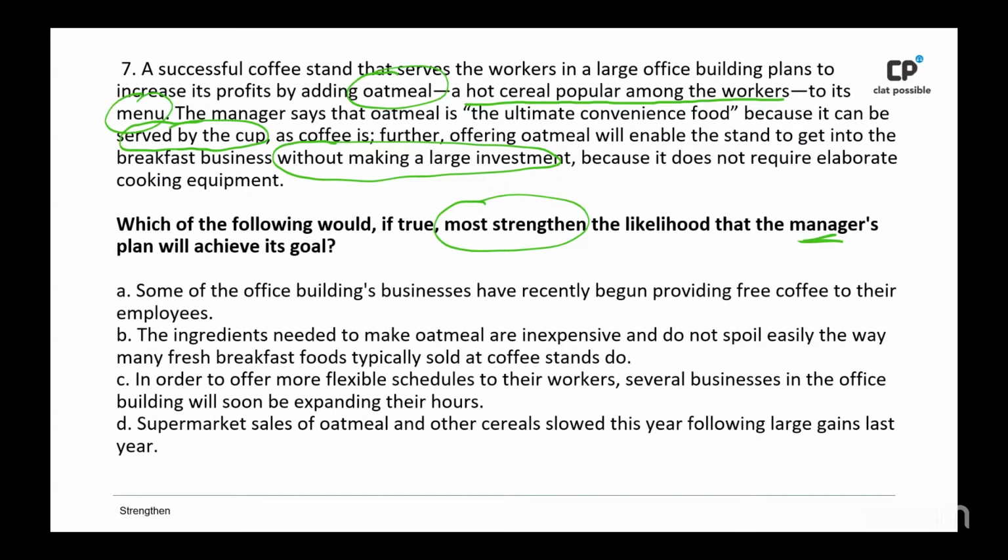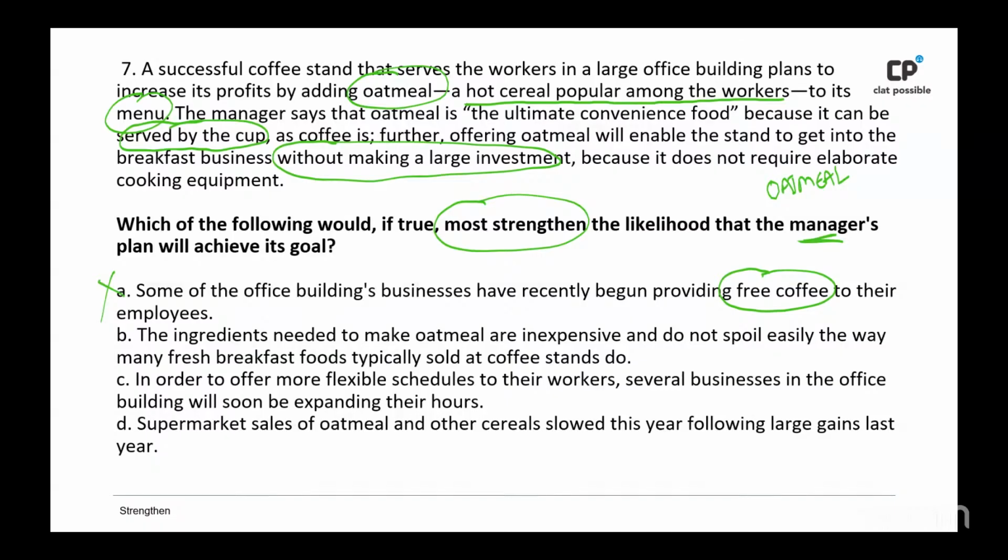A says some of the office building's businesses have recently begun providing free coffee to their employees. Okay, does it impact anything? They have started providing free coffee. How does that matter? We are especially concerned with oatmeal in the menu. Coffee is not an alternative. Coffee is not replacing oatmeal. Option A is out.